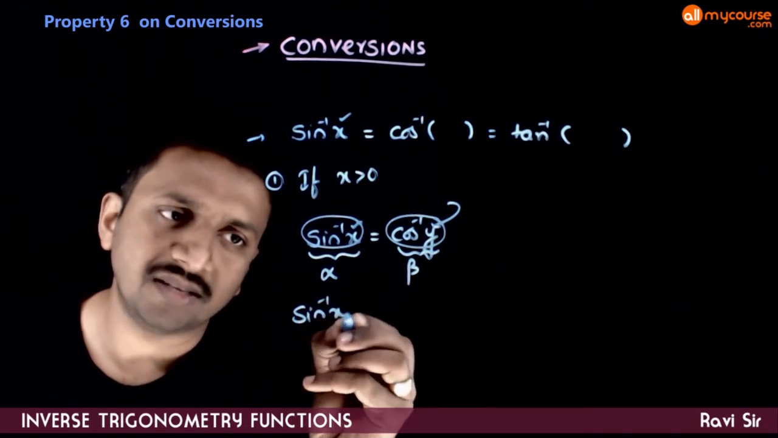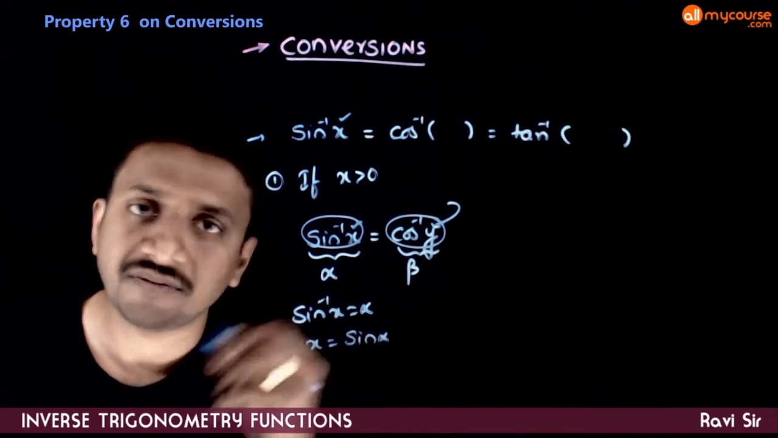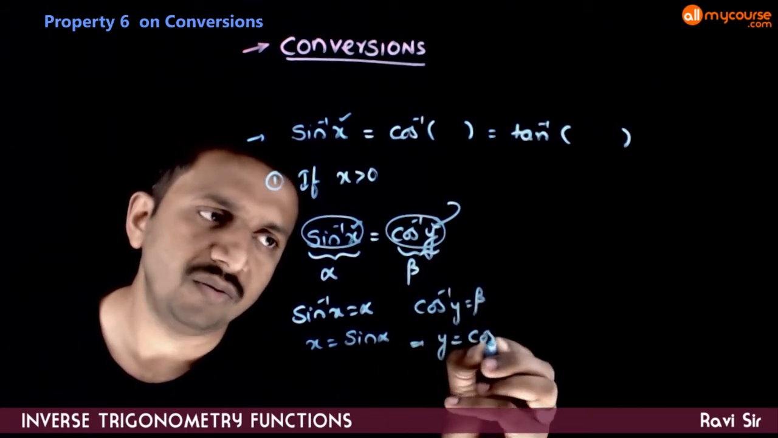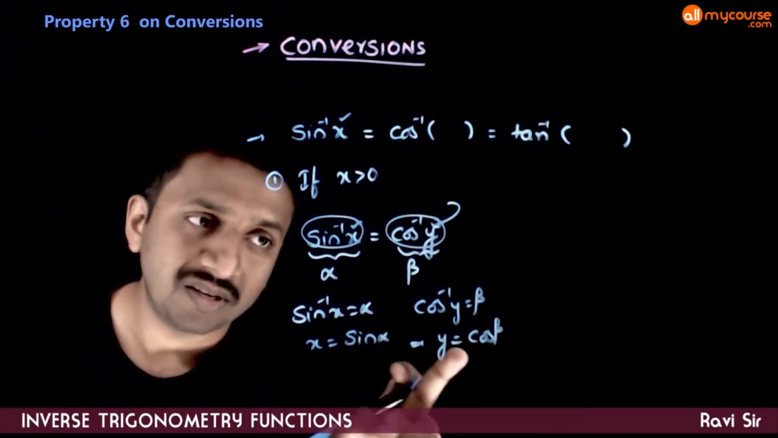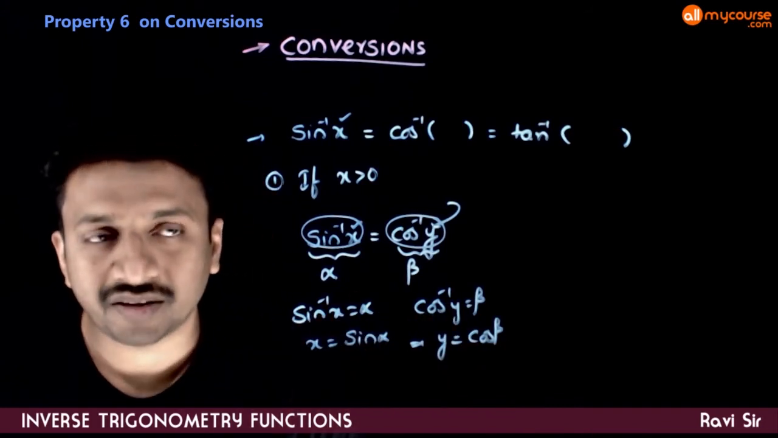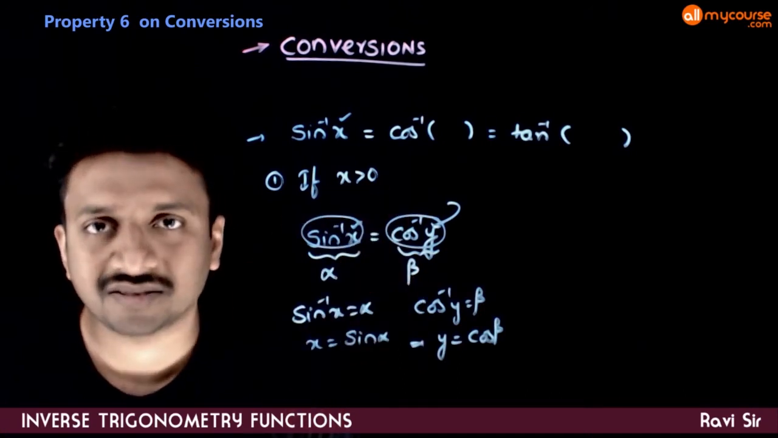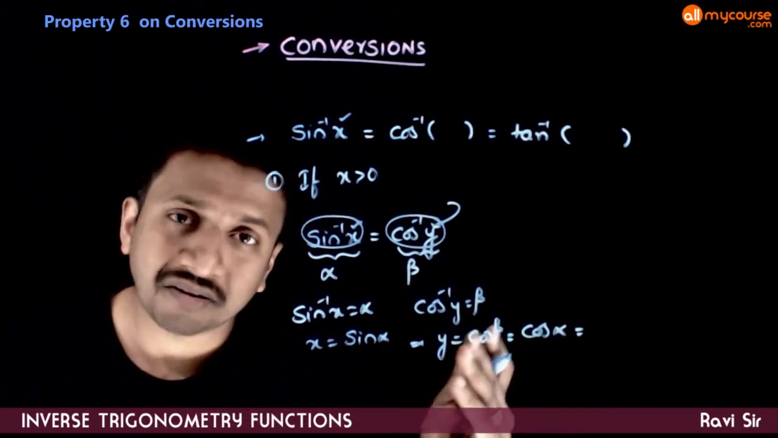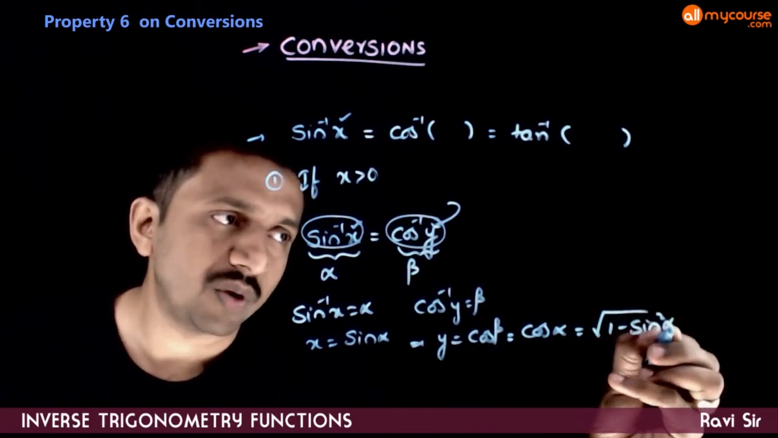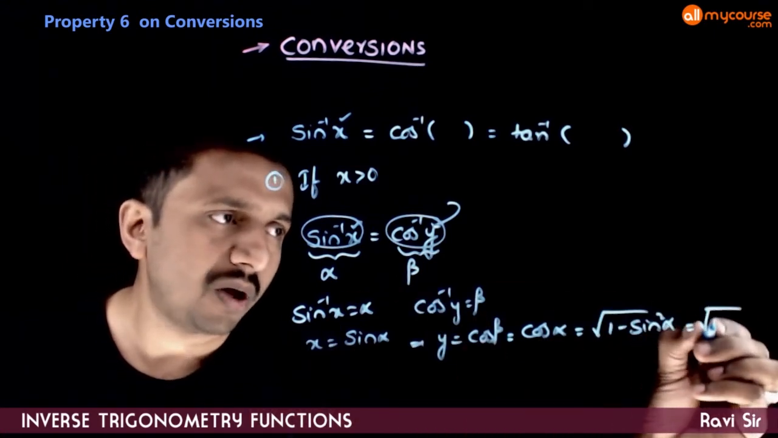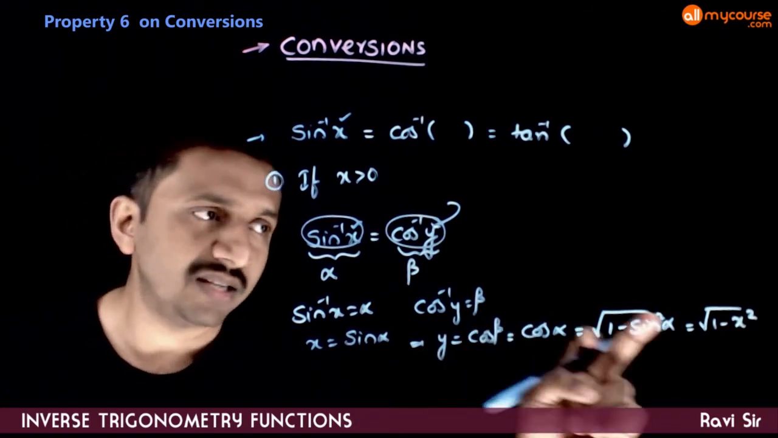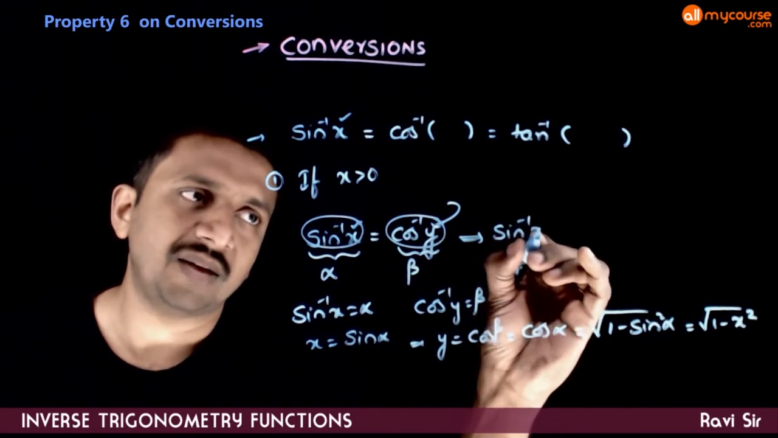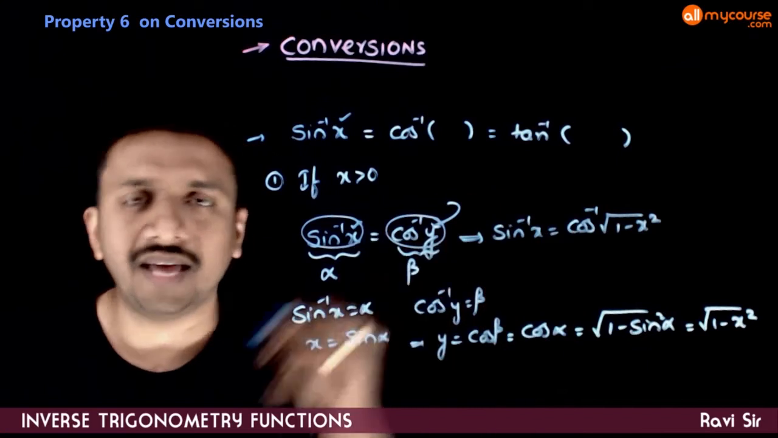If sine inverse x is equal to alpha, then x is equal to sine alpha. And cos inverse y is equal to beta implies y is equal to cos beta. So x is equal to sine alpha, y is equal to cos beta. You need to find what y is in terms of x. Now since alpha is equal to beta, cos beta can be written as cos alpha, which is root of 1 minus sine square alpha, and sine alpha is x, so that is root of 1 minus x square. So y is equal to root of 1 minus x square. That means sine inverse x can be written as cos inverse of root of 1 minus x square.